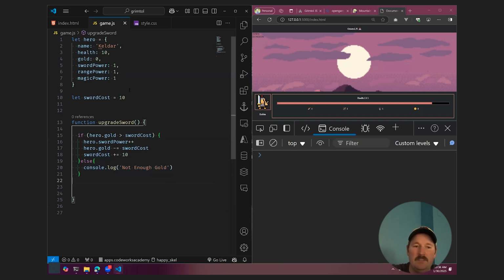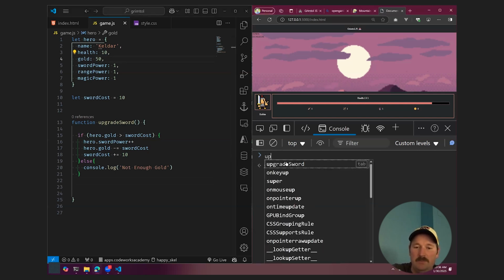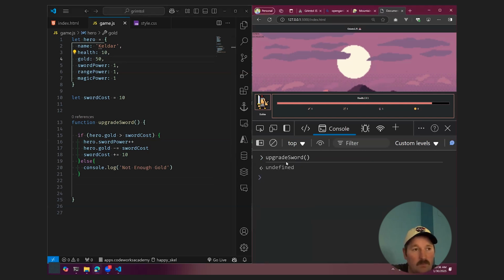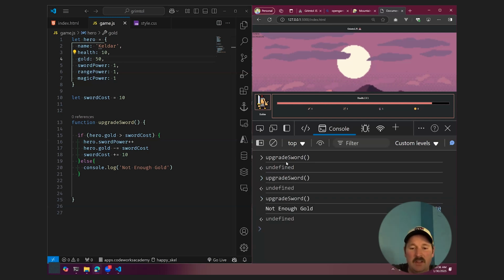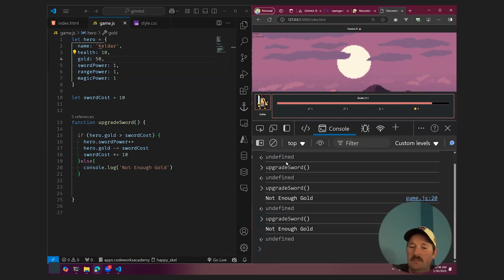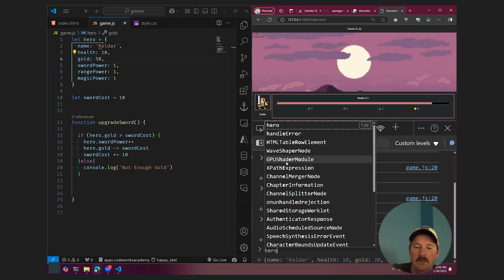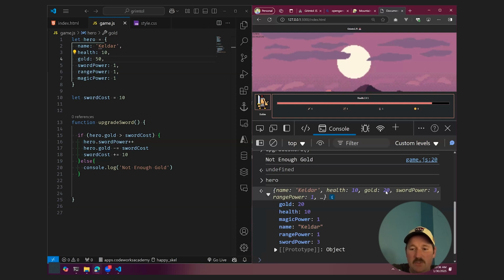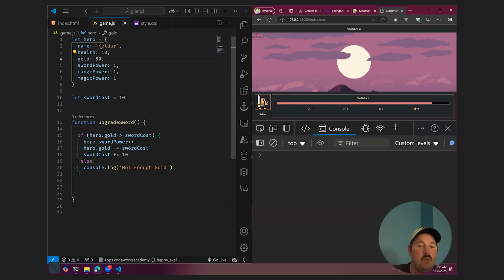Okay. So now as we play this game, let's give myself 50 gold. And we say upgrade sword. Cool. I was allowed to upgrade my sword. Now I don't have enough gold to upgrade my sword. Still not enough gold. I look at my hero. I'm down to 20 gold. My sword power is at 3. I'm feeling perfectly happy about this. Okay. That's one way of solving this by using an if else.